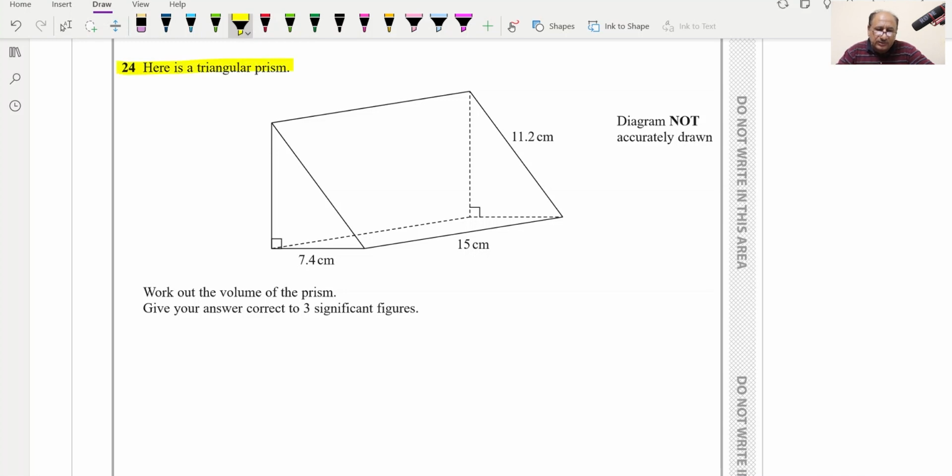Question 24 says, here is a triangular prism. Diagram not accurately drawn. Work out the volume of the prism. Give your answer correct to 3 decimal places. For the volume of the prism, we need the face area and multiply by length. So for the face area, we can consider this triangle. The triangle will be like this one. So we have this hypotenuse also 11.2 centimeters, and we can figure out this perpendicular.